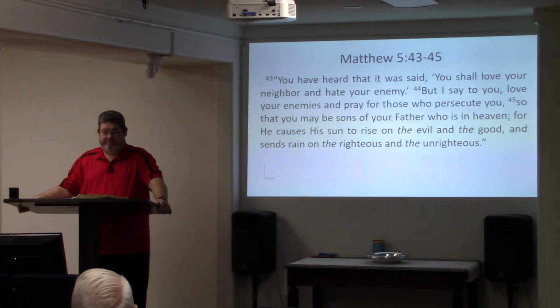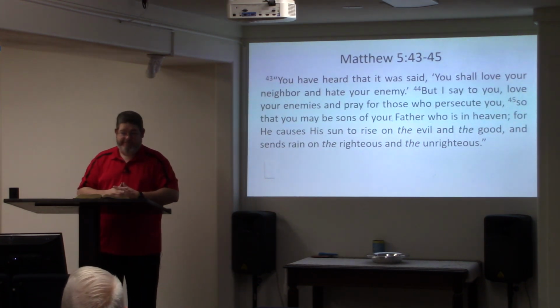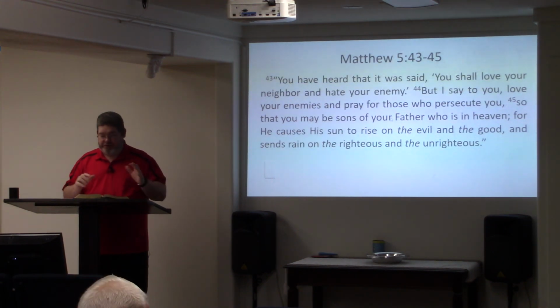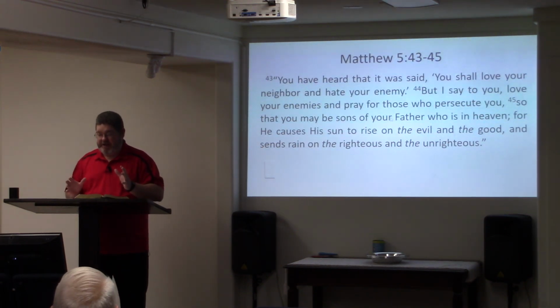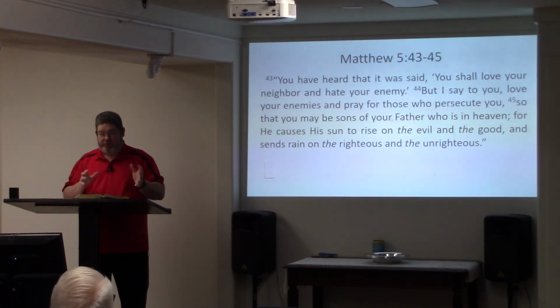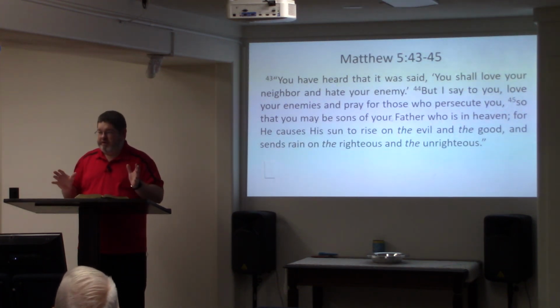And God has done so much for us when we were enemies with Him. That's the attitude we need to take. And that's what he says there, is you want to be sons of your Father who is in heaven, because He causes the sun to rise on the evil and the good. He sends rain on the righteous and the unrighteous. He does good even to those who are evil. He makes good things happen.